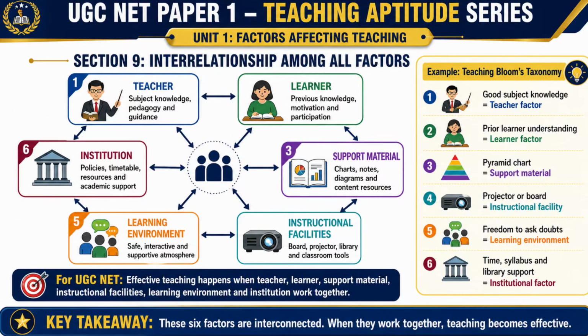Let us take one example. Suppose a teacher is teaching Bloom's taxonomy. If the teacher has good subject knowledge, that is a teacher factor. If learners already know basic objectives of teaching, that is a learner factor. If the teacher uses a pyramid chart of Bloom's taxonomy, that is support material. If the classroom has a projector or board, that is instructional facility. If students feel free to ask doubts, that is learning environment. If the institution provides time, syllabus structure, library, and evaluation support, that is institutional factor. When all these factors work together, teaching becomes effective.